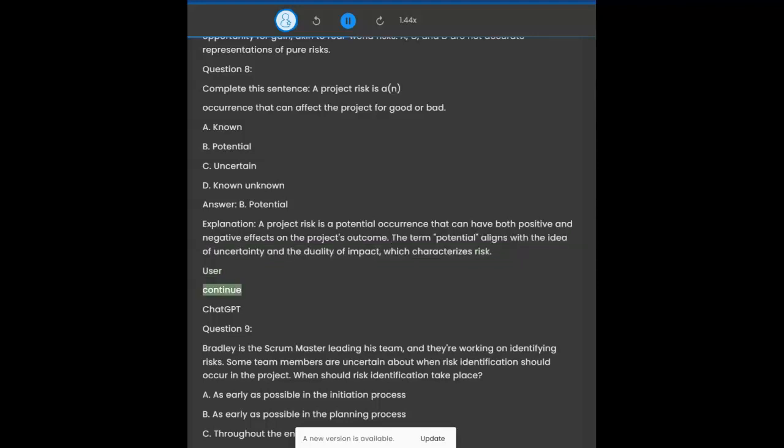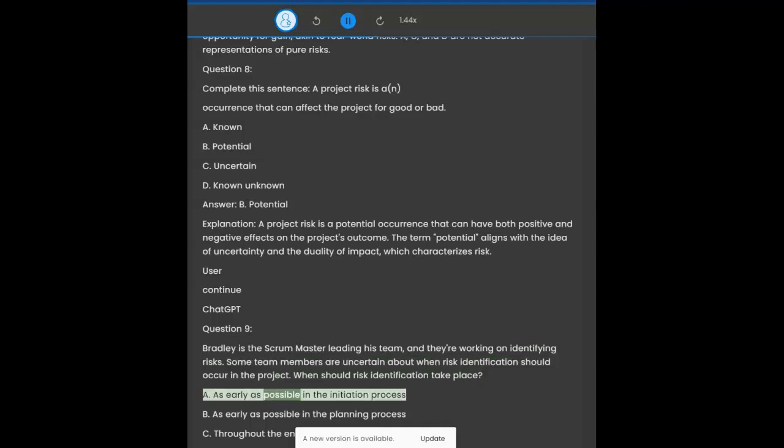Question 9. Brad A is the Scrum Master leading his team, and they're working on identifying risks. Some team members are uncertain about when risk identification should occur in the project. When should risk identification take place?